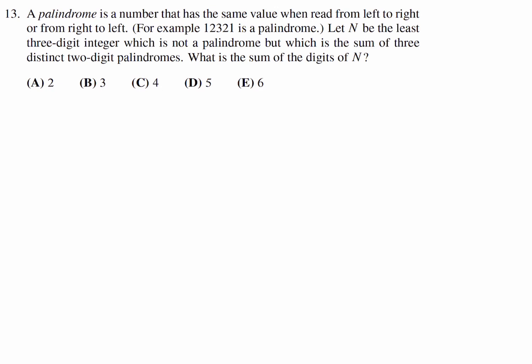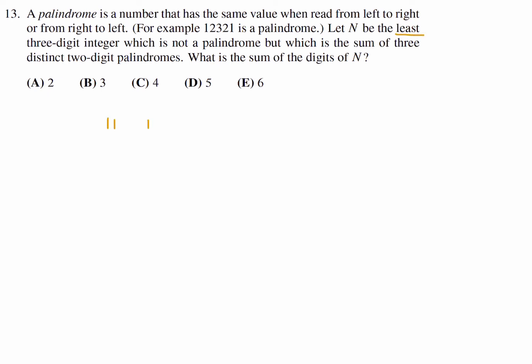A palindrome is a number that has the same value when read from left to right or from right to left. For example, 1, 2, 3, 2, 1 is a palindrome. Let n be the least 3-digit integer which is not a palindrome, but which is the sum of 3 distinct 2-digit palindromes. What is the sum of the digits of n? So we want the least.